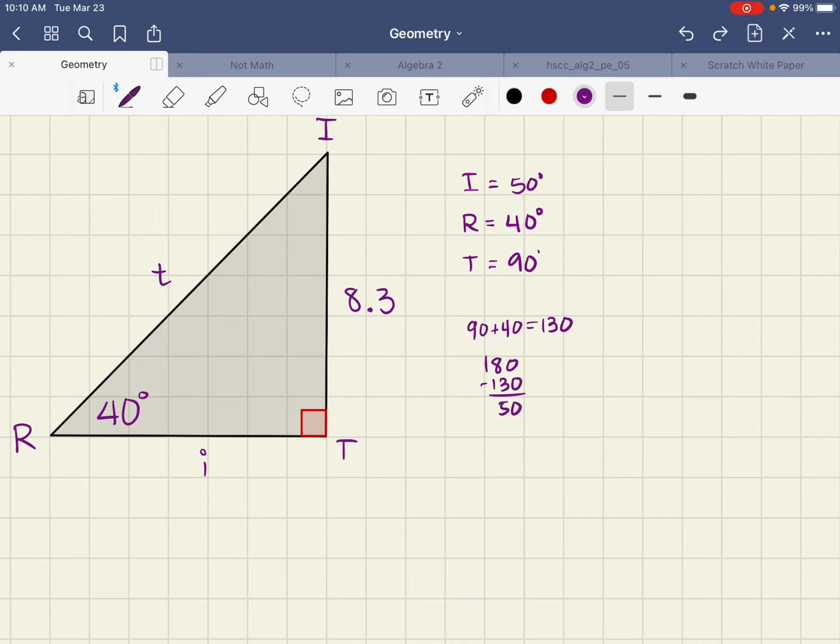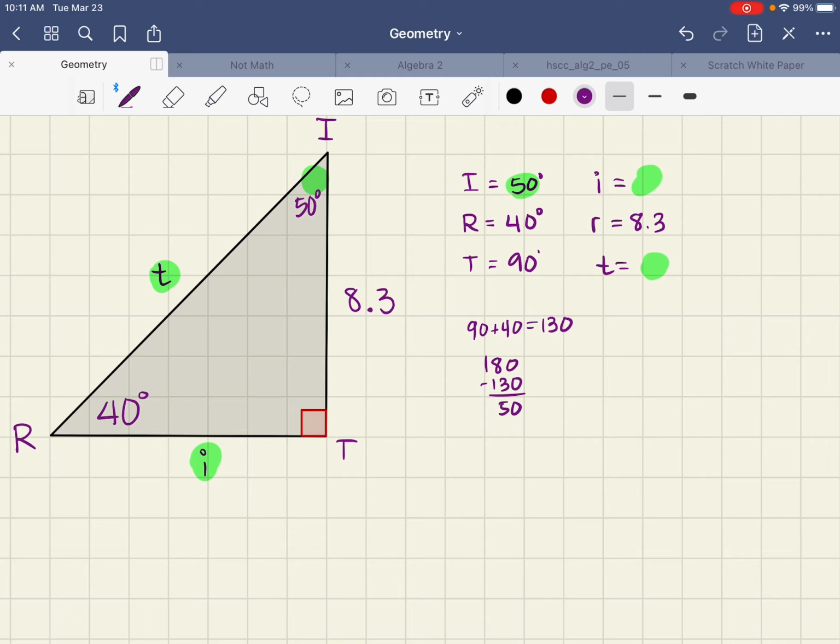Now we have to figure out what the sides are. We have three sides. We have side T, which is unknown to us. We have side I, which is also unknown to us. And we have side R, which is 8.3. So we had to solve for angle I, and we have to solve for side I and side T. Those are the three main pieces we need to find. We know angle I is 50, so I'll put a 50 right there.